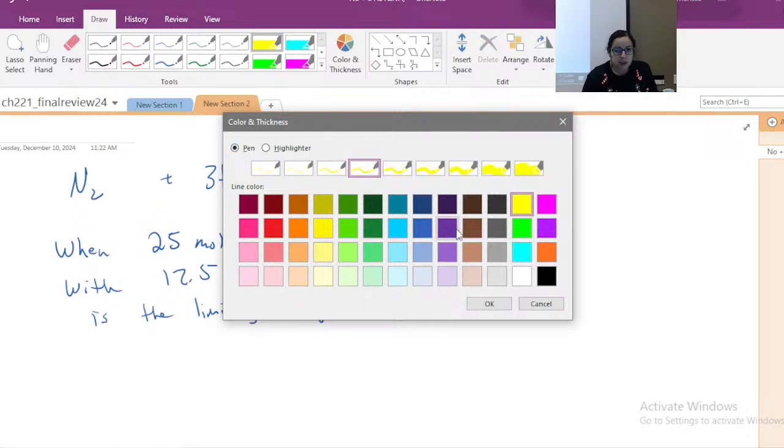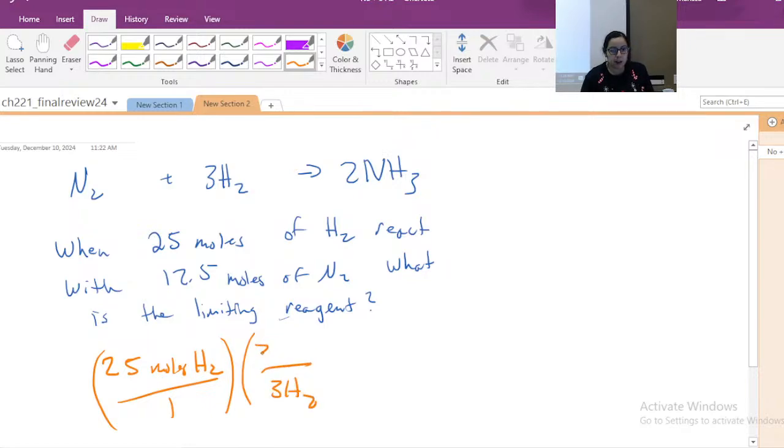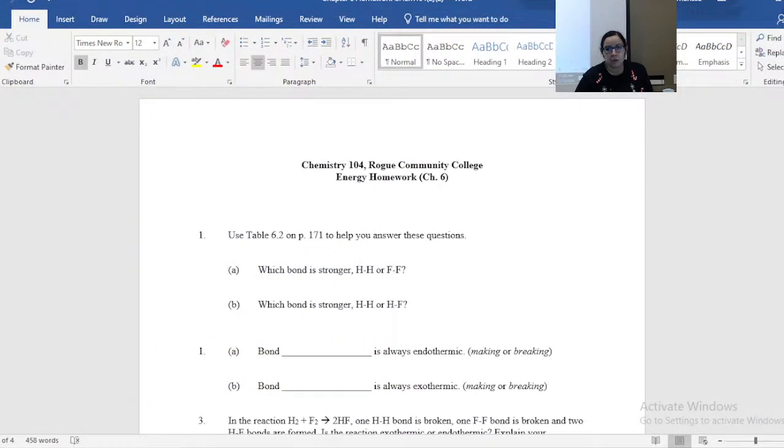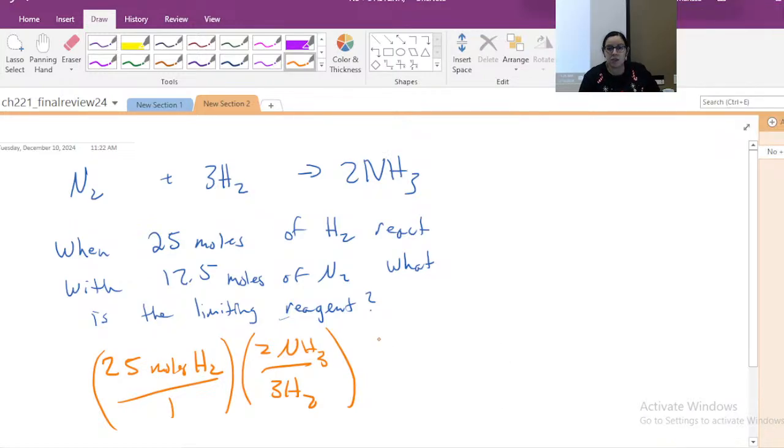I'd probably just personally set up a relationship looking at ammonia so we can tell. So if we do that with H2, we have 25 moles of hydrogen, and then again comparing our balanced equation, hydrogen on bottom to ammonia on top. So 25 times 2 divided by 3. So that gives me about 16 moles of ammonia, 16.6.